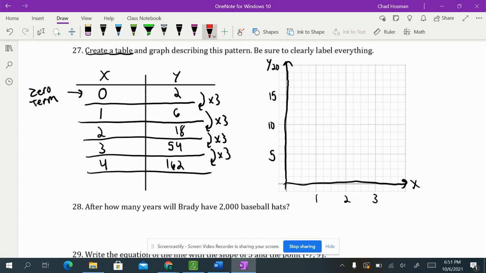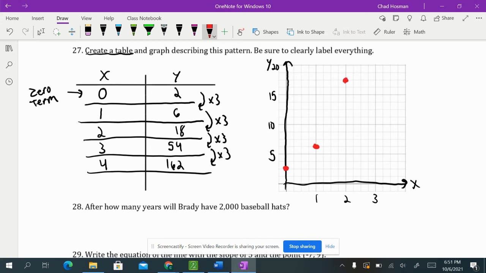the 0 term is 2, right? So we should have a point at 0, 2. That's 0 in the x and 2 in the y. Then we're going to have a point at 1, 6, right? That's 1 in the x and 6 in the y. Then we're going to have a point at 2, 18. So 2 in the x, 18 in the y, that's way up here.